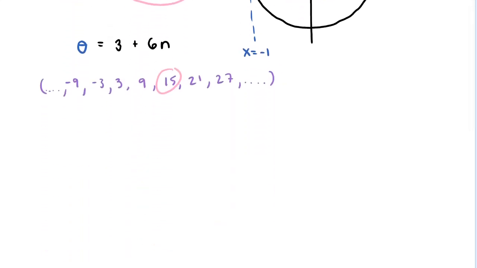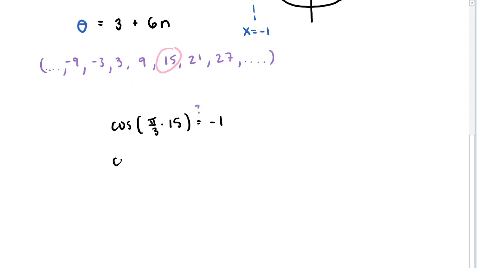And so here, if we check, we've got cosine of pi over 3, and we're saying one example of a solution is when theta is equal to 15. So I'm going to let theta be 15, and I'm asking, is this equal to -1? Well, here cosine of pi over 3 times 15, that's cosine of 5 pi, right? 15 divided by 3 is 5, so we've got cosine of 5 pi. And we saw earlier that this does equal -1, right?